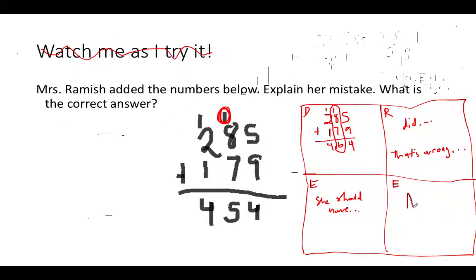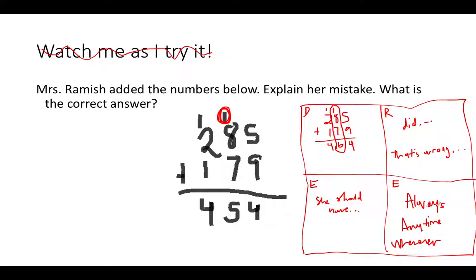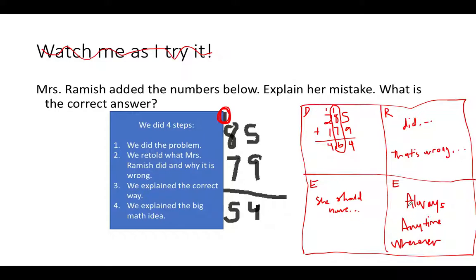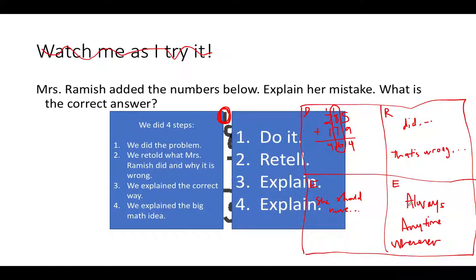Some words you might hear when you're talking about the big idea: always, anytime, whenever, because then I'm generalizing. I'm talking about rules that are true for all problems. So I always need to add whatever I've carried over from a smaller place. Anytime I add, there's a chance I'm going to have too much in that place, and then I'm going to have to add it for the next place, right? That's the big idea. So this is what we did, and this is how you're going to remember it, kids.